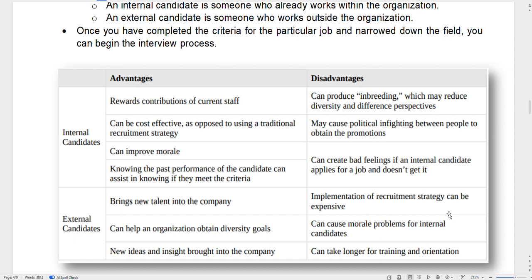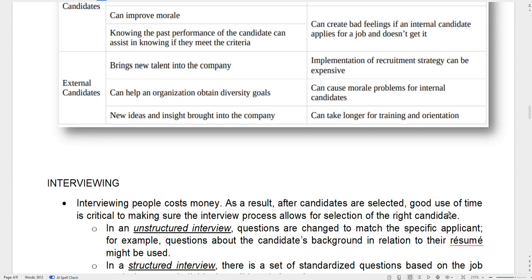So, ito naman yung disadvantages. Pakibasa nyo na lang kasi, like sabi nga, can produce inbreeding which may reduce diversity. Siyempre, wala na bang bago? Ayan. So, kung minsan yung ideas, luma na. Bakit? Kasi nga walang bagong mukha, walang bagong blood, walang fresh blood. Ayan. Okay? Next is interviewing.